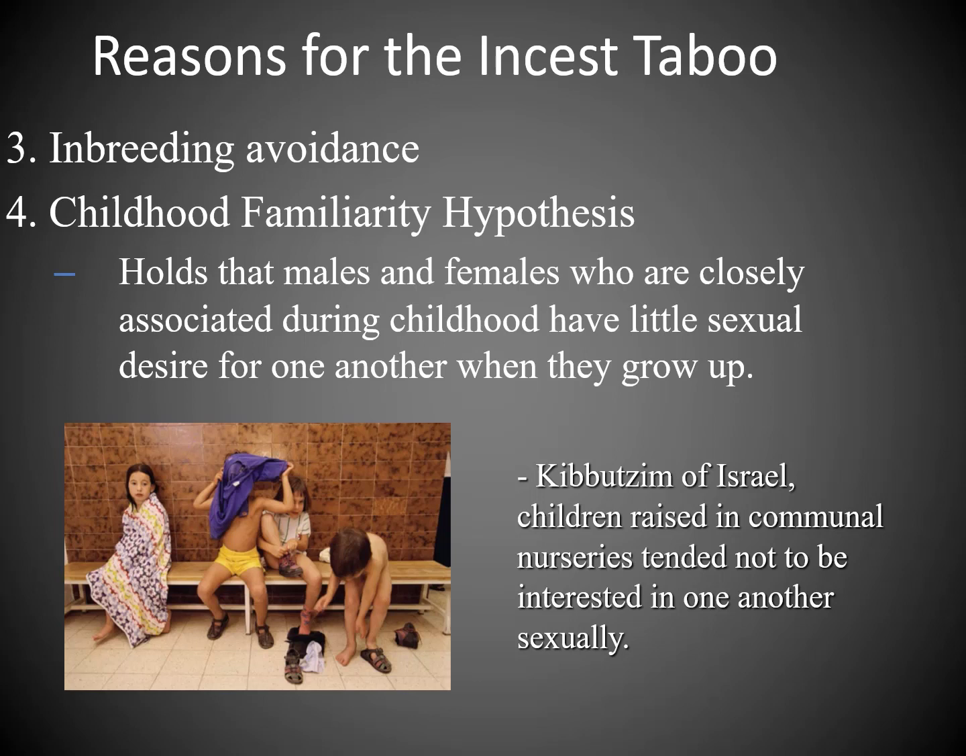And so the childhood familiarity hypothesis holds that those that you are familiar with, that you spend a lot of time with and grow up with, typically you're not sexually interested in. And so how do you know who to avoid inbreeding with so that it doesn't reduce your genetic fitness? How do I know who's in my family? Well, typically those that are in your family are those that you're raised with, that you grow up with.